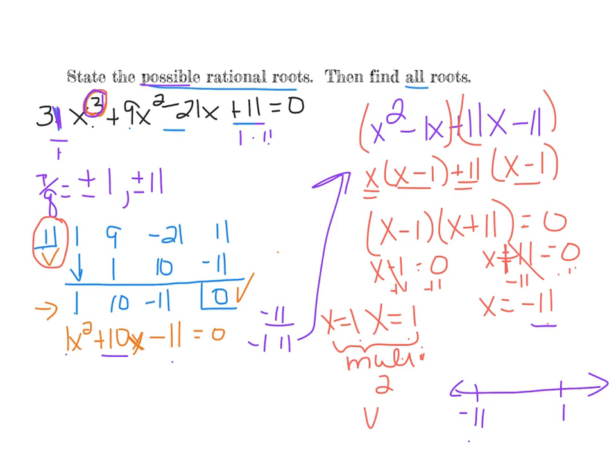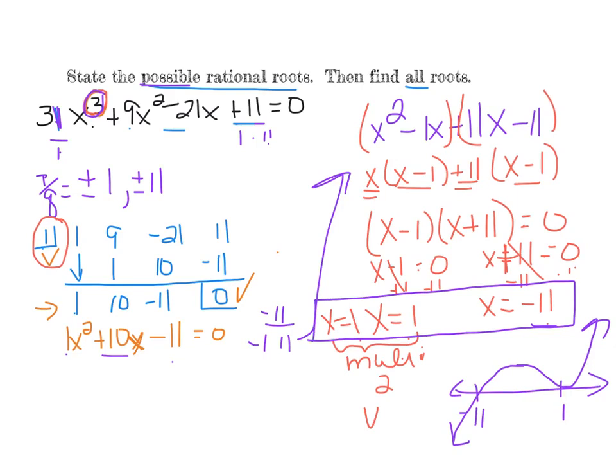The multiplicity at negative 11 is 1, so I'm just going to pass right through. The multiplicity at 1 is a bounce, or a 2, so I'm going to bounce back up. So I could sketch a graph. We get lots of information. But this part is actually the answer to our question.